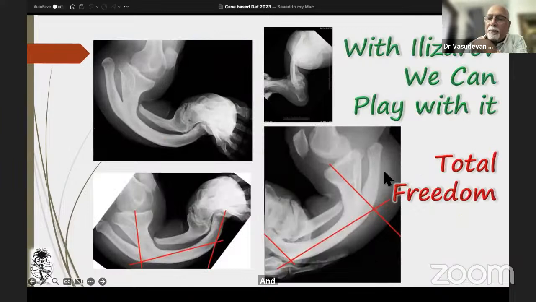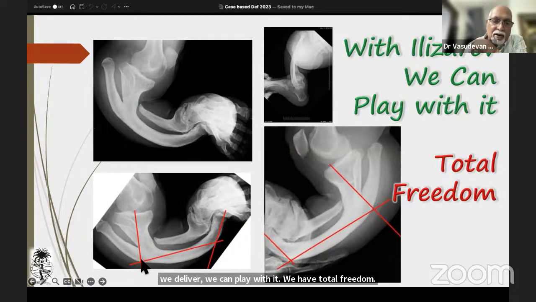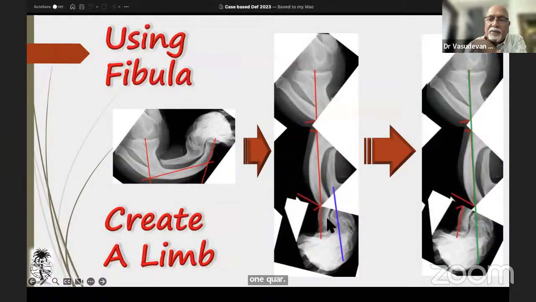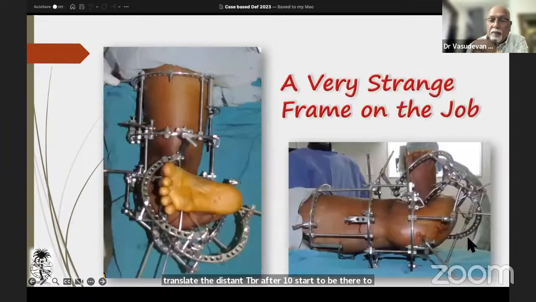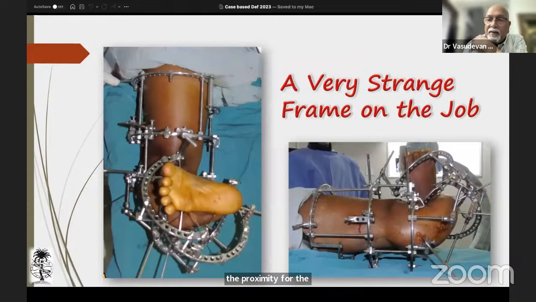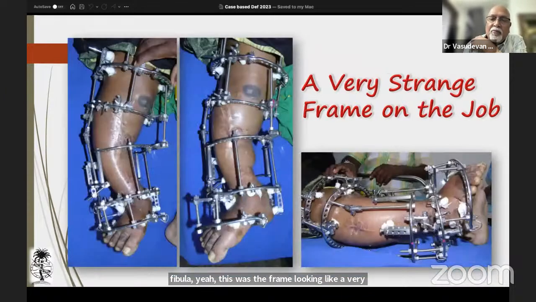So with Ilizarov, we can play with it. We have total freedom. So I planned it like this, proximal axis. Then I came to the fibula, one CORA there, another CORA here. So I tried to correct it like this. From where the tibia starts, here it goes to the fibula and the fibular deformity correction. At the end of the deformity correction, I translate the distal tibia after one osteotomy there to the proximal tibia, the fibula. Yeah, this was the frame looking like a very strange frame on the job.